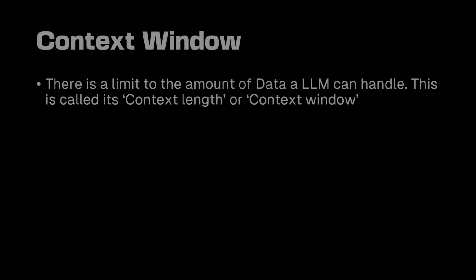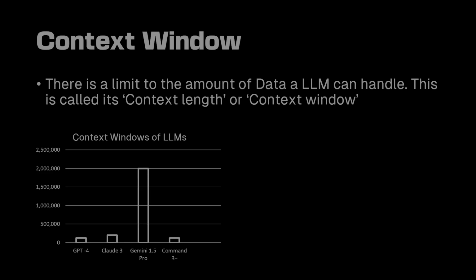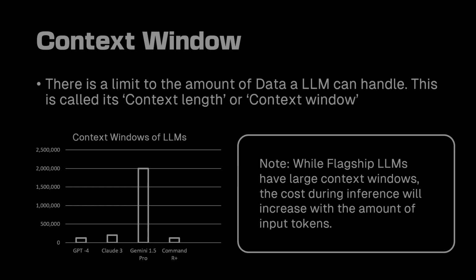So one thing to keep in mind about any LLM is there's a thing called the context window. So context window, also called context length, is the amount of information an LLM can handle. Now due to recent advancements, the context window of LLMs is increasing. However, even if the context window of LLMs is increasing, there are two drawbacks to this.